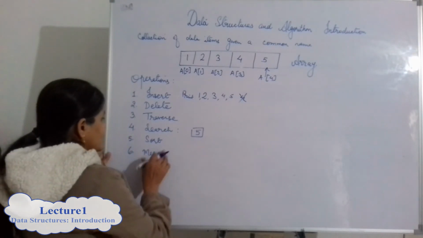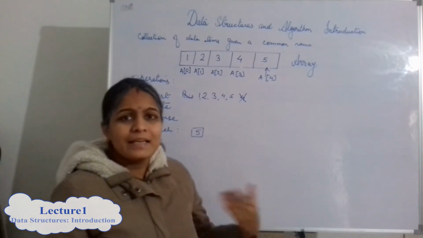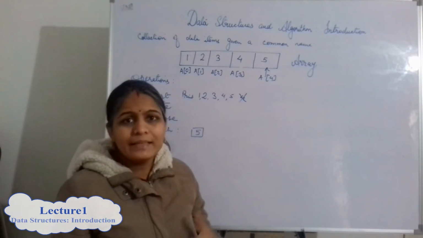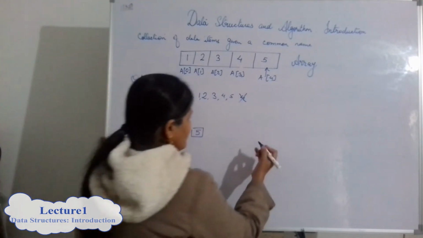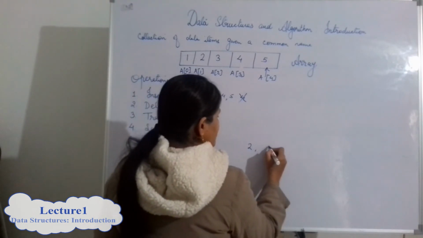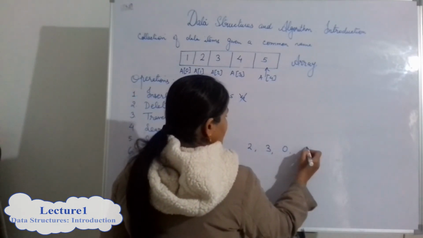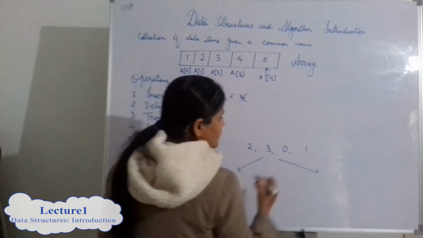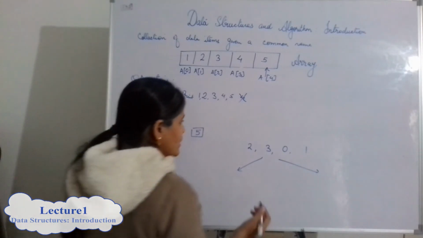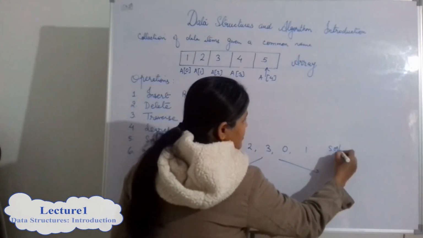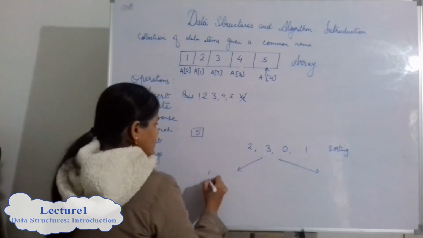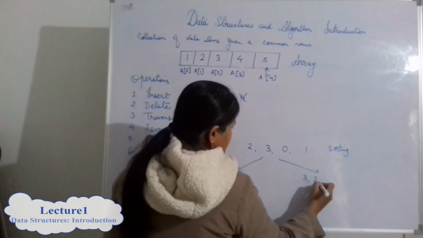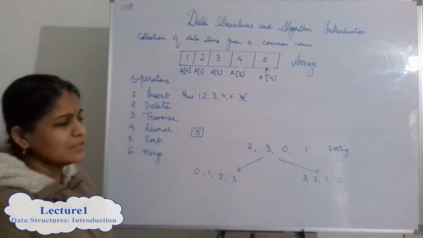Okay. Sort operation. Sort operation is arranging the items in some logical order. It can be ascending or descending. For example, if we have got a list like this, 2, 3, 0, 1, I would like to sort this element. I would like to arrange this element into ascending or descending order, then this is called the sorting operation. Ascending order 0, 1, 2, 3 and descending order is 3, 2, 1, 0. This is called sort operation.